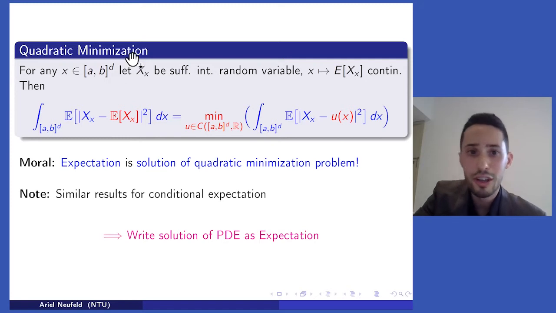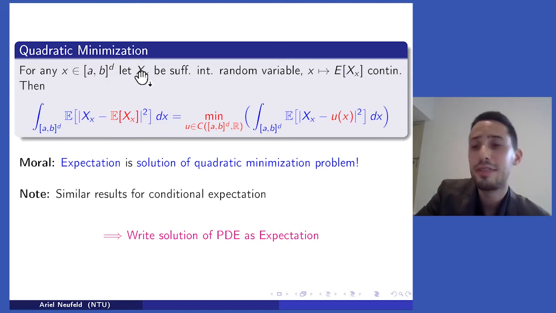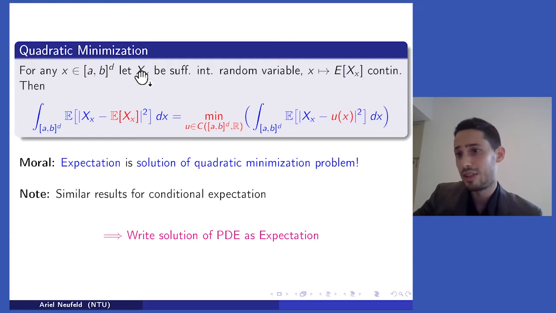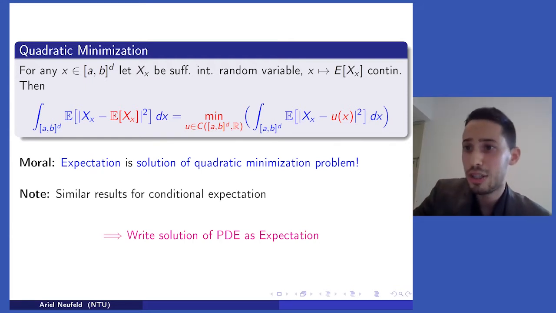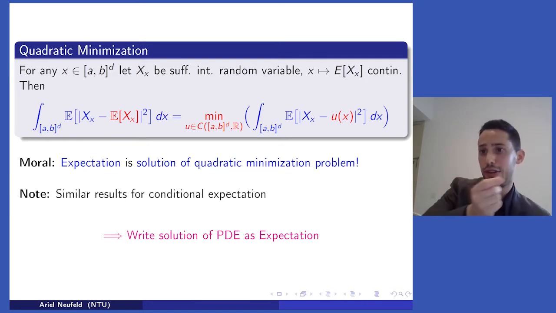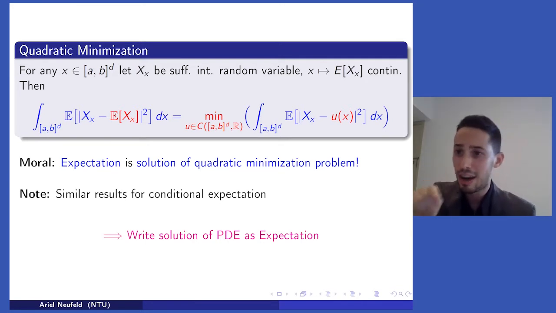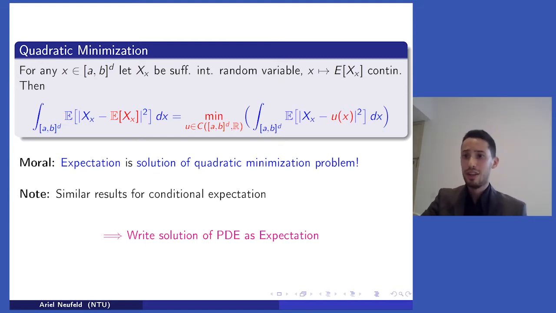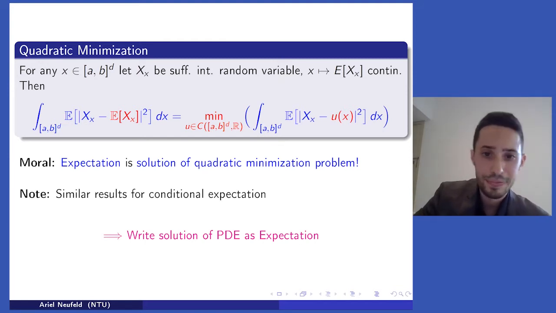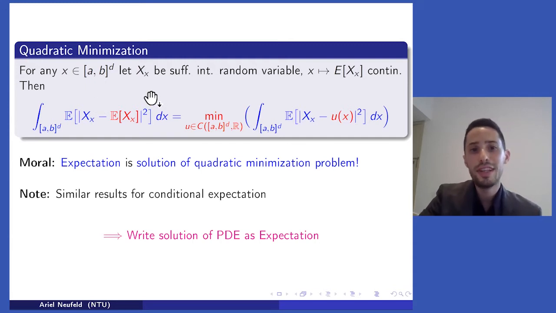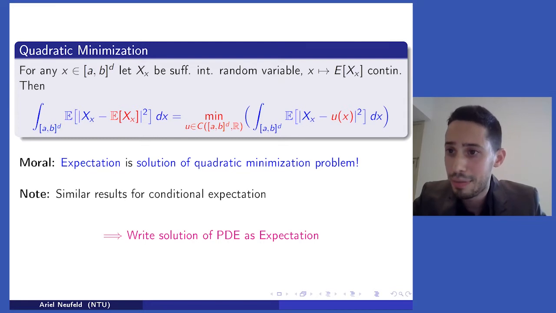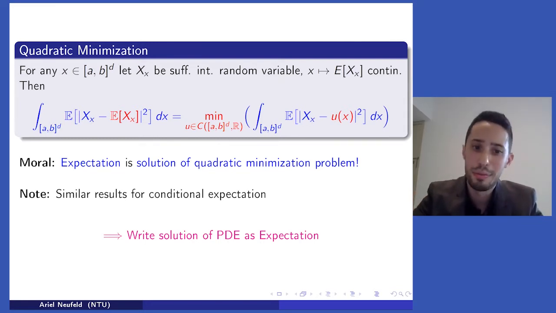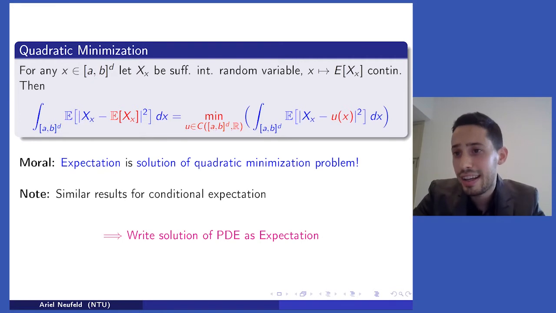What you should think of for those random variables X^x is the solution of a stochastic differential equation with starting point x. From an application point of view, think of it as the evolution of your stock prices, where x is the starting point, the spot price of your financial derivative. So what we have found is that the expectation is a solution of a quadratic minimization problem.